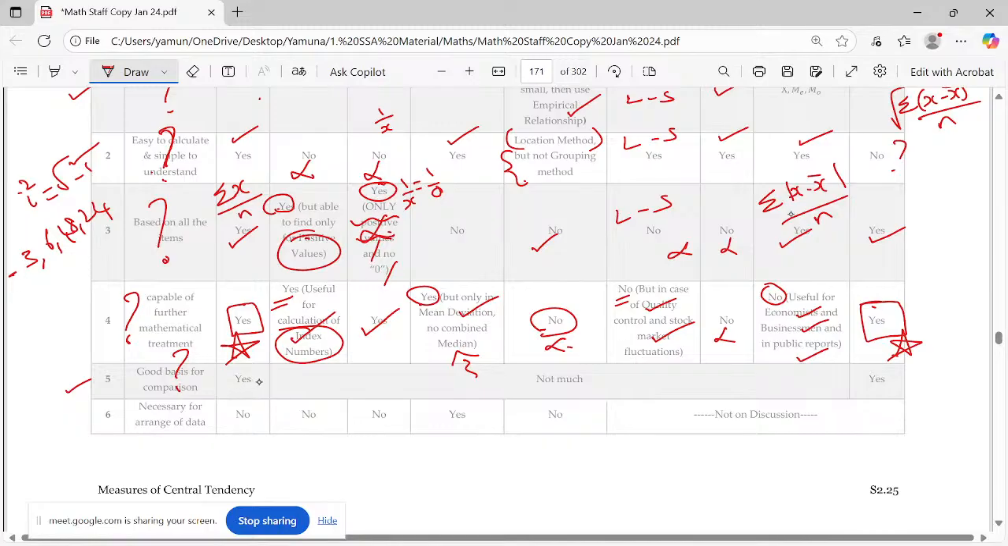Actually, we're not going to discuss much in detail, but instead we say this is a good measure for comparison, and this is a good measure for comparison.